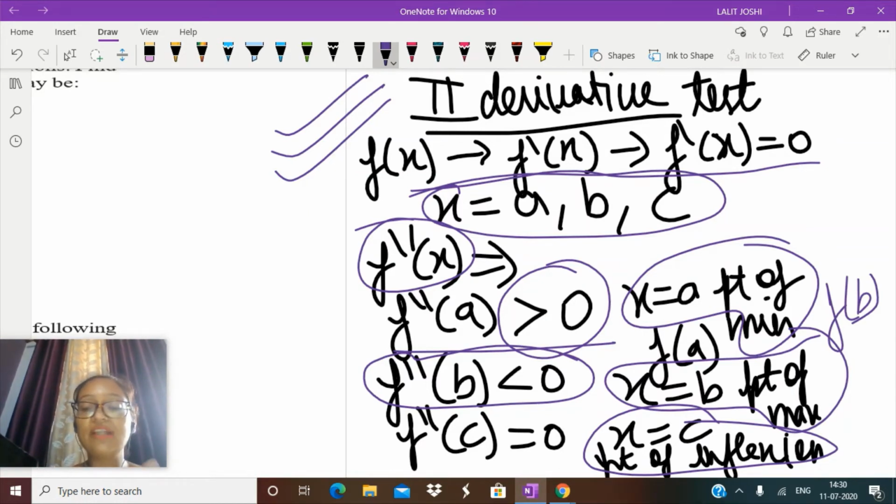So what is the thumb rule? That we have to verify by both tests, if we are getting a point of inflection, that it is actually a point of inflection, right?